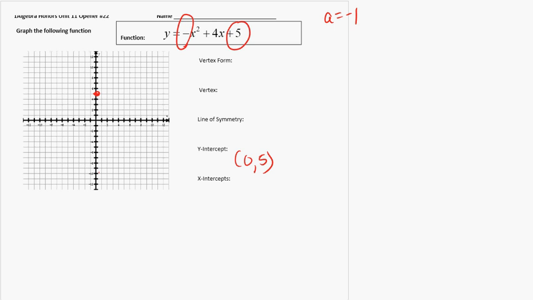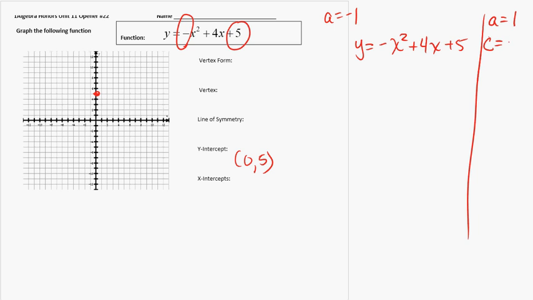So I'm going to try to find out more by getting this into vertex form. I'm going to do that by completing the square. y equals -x squared plus 4x plus 5. And my criteria again is I need a to be positive 1, and I need c to be 0. So let me take care of this c value first by subtracting 5. I generally always do that first, and then I deal with the a value second. Since a is -1, and I want it to be positive 1, I'm going to multiply both sides by -1.